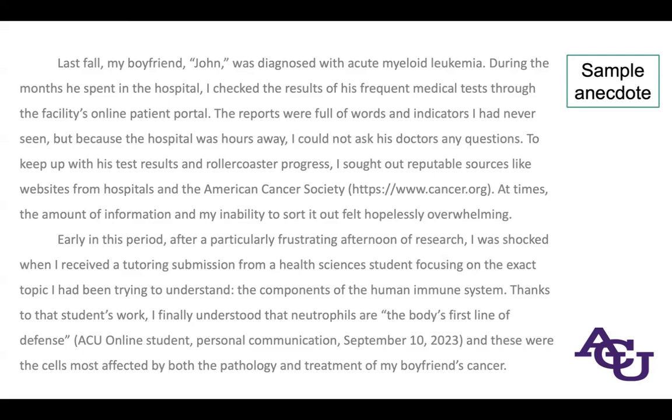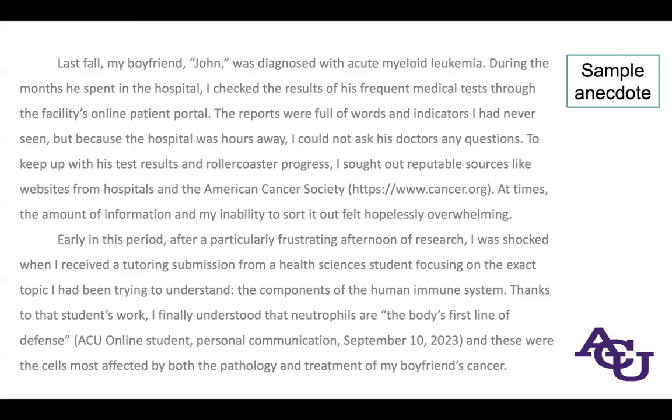Early in this period, after a particularly frustrating afternoon of research, I was shocked when I received a tutoring submission from a health sciences student, focusing on the exact topic I had been trying to understand: the components of the human immune system. Thanks to that student's work, I finally understood that neutrophils are, quote, the body's first line of defense, unquote. ACU Online Student, Personal Communication, September 10th, 2023. And these were the cells most affected by both the pathology and treatment of my boyfriend's cancer.